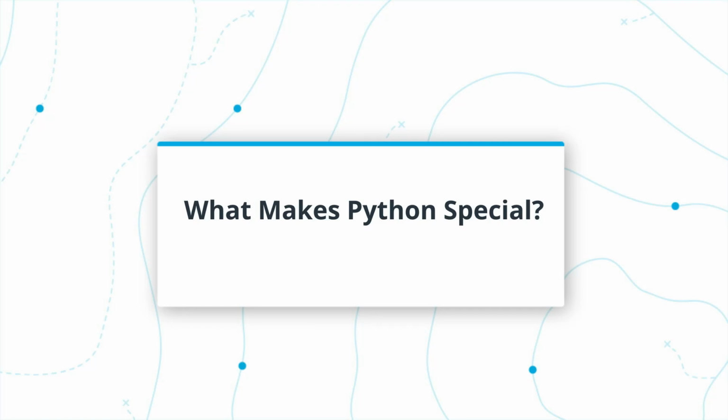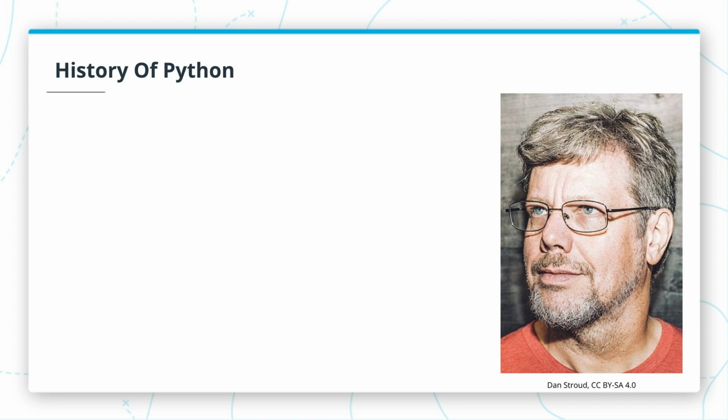Hopefully, at this point, I've convinced you that Python is a successful programming language. But what makes it so successful? To answer that, we'll have to take a look at the history of Python. And any history of Python starts with this man, Guido van Rossum, creator of Python and ex-benevolent dictator for life.